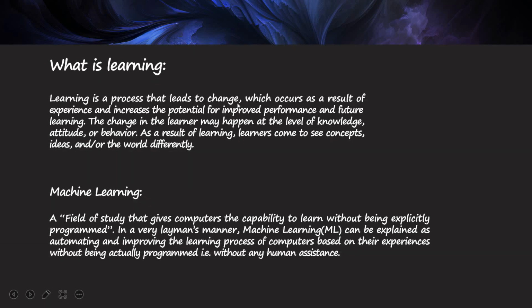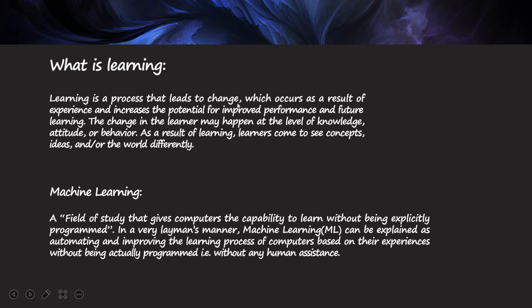Before moving to machine learning, we should know what learning is. If I say that a person has learned from his experience, or that a student is improving their performance, what does it indicate? It indicates that the student is learning from his or her past experience. Learning is a process that leads to change, which occurs as a result of experience and increases the potential for improved performance and future learning.